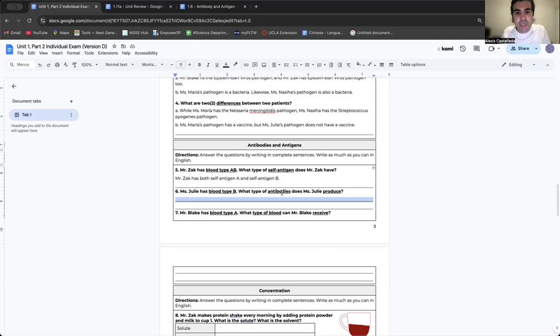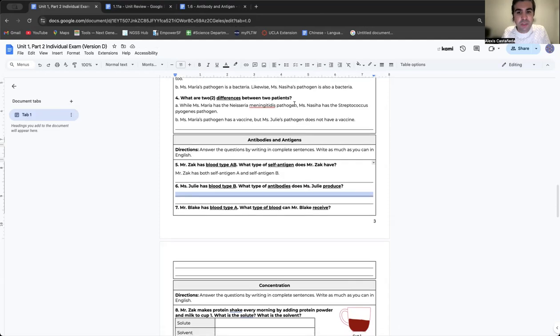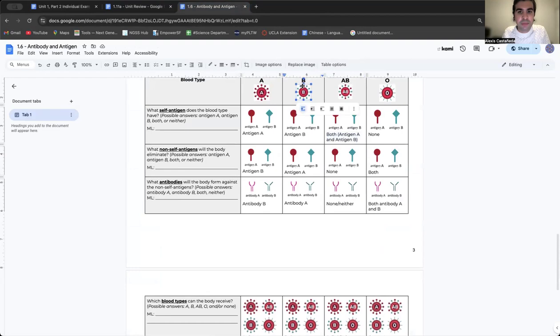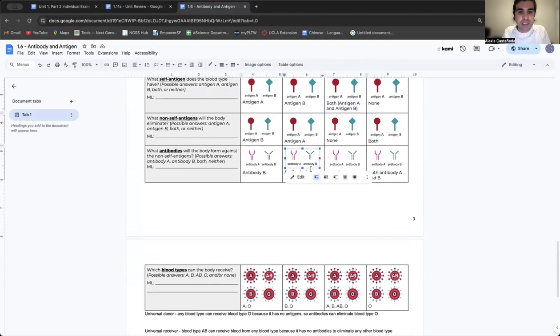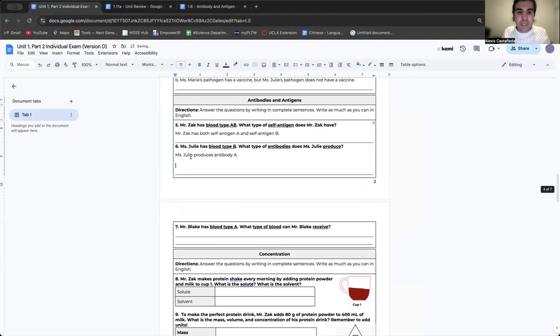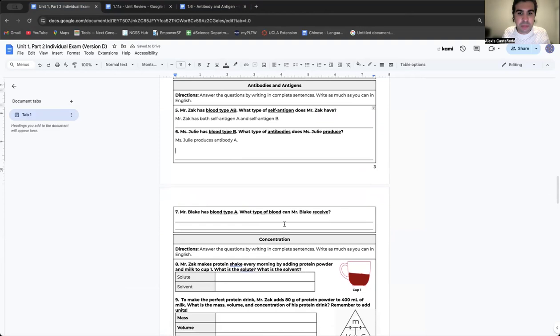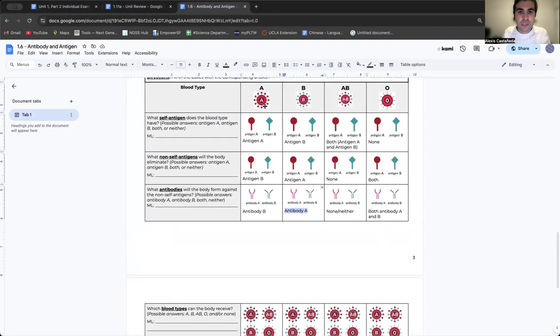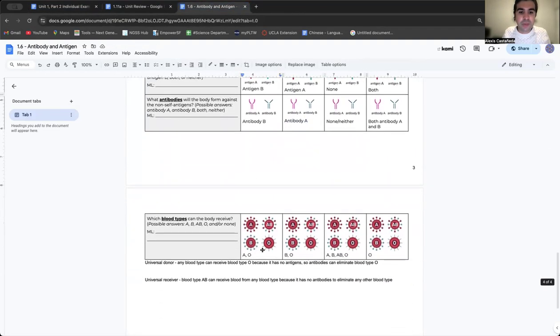Miss Julie has blood type B. What type of antibodies does Miss Julie produce? So if I have blood type B, my antibodies are antibody A. So I'm going to write that Miss Julie produces antibody A. Then it says Mr. Blake has blood type A. What type of blood can Mr. Blake receive? So let's go to blood type A. Mr. Blake can receive blood type A and blood type O. He can receive both.